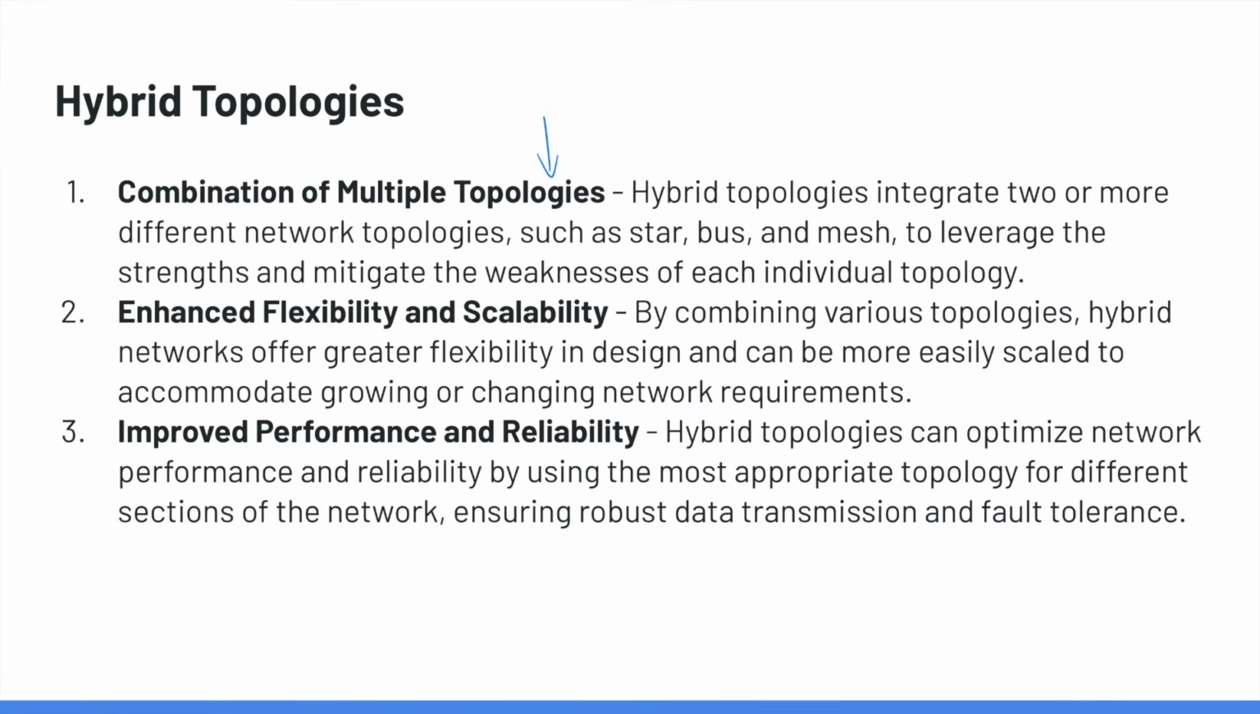It's just a combination of multiple topologies. This gives us more flexibility and scalability because we can combine different topologies based on the specific needs of our network. And we can also get improved performance and reliability because, again, certain parts of our network might require more reliability than others. We can account for this by, for example, using a mesh network in one part of our network, or just using a bus topology in another part. So we can get the appropriate amount of fault tolerance and efficient data transmission that we need for our particular use case.